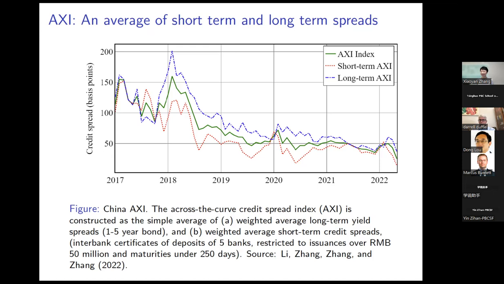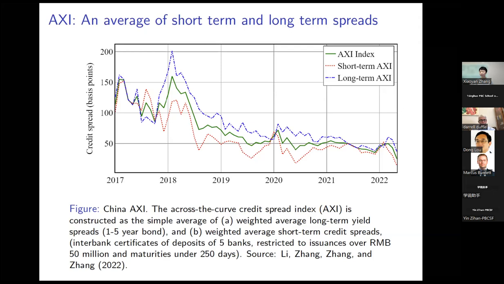And as you can see, AXI is the average between a longer term index called long term AXI and a shorter term index called short term AXI. The number AXI simply is the average of the two. And you can see that during this period, 2017 to 2022, they all pretty much move together. Although as normal, the longer term credit spreads are higher than shorter term credit spreads. That's pretty typical. It's not always true, but it's pretty typical. And you can see most recently that they've been staying pretty close together. Okay, so this gives you a rough idea of what AXI is.